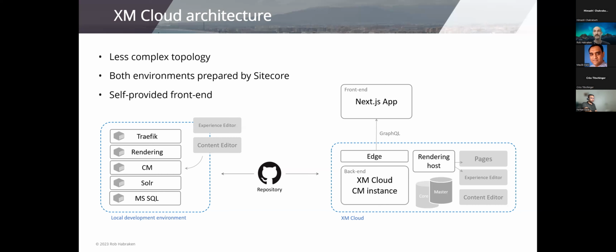XM Cloud consists of the same XM Cloud type CM instance. And on top of that, you have the Edge. And Edge is actually an API to query content using GraphQL, but it also provides a CDN for your Sitecore media library items, for example.